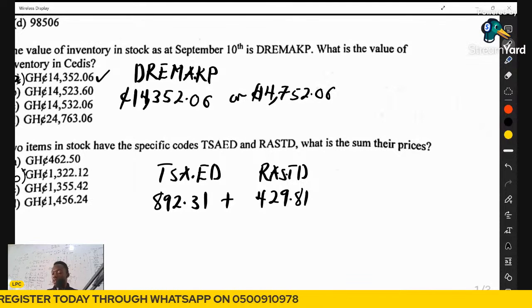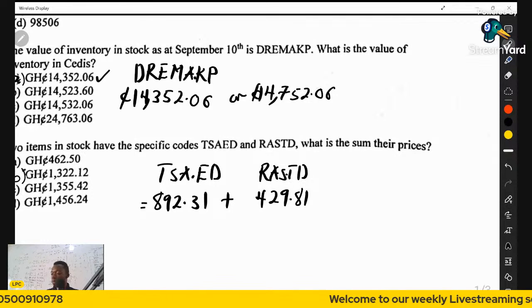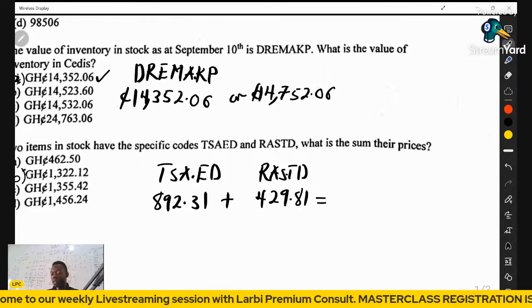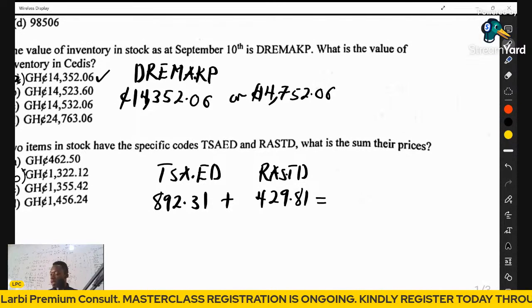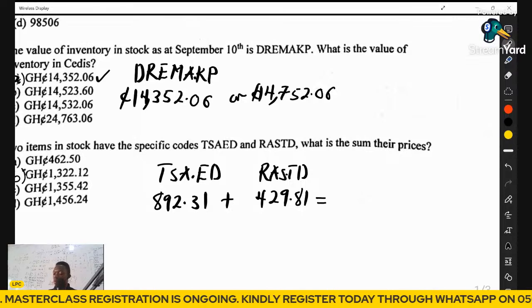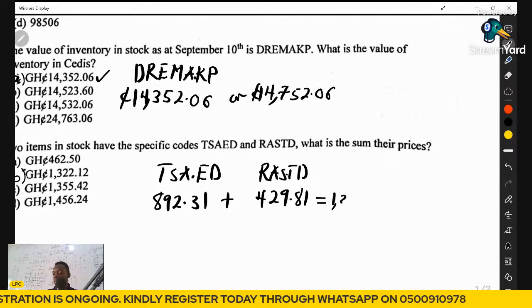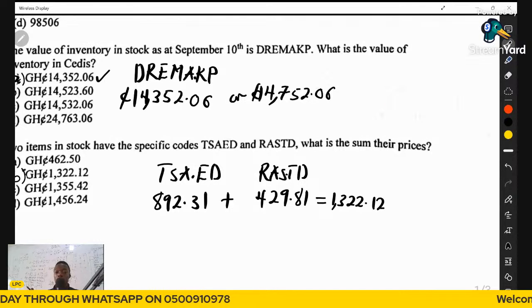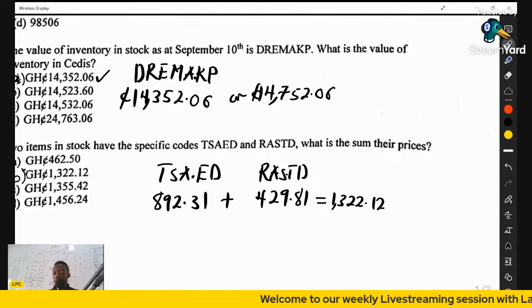With my case, when I sum up the prices for the first item, TEA.ED plus RAX.TD, this is what I was getting at the end of the day. I had a total of 1,322.12. That is where we deal with the first E as part of the coding system, with respect to the value or the sum of the price in here.